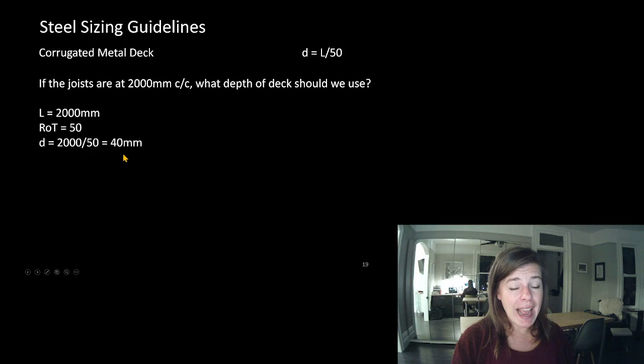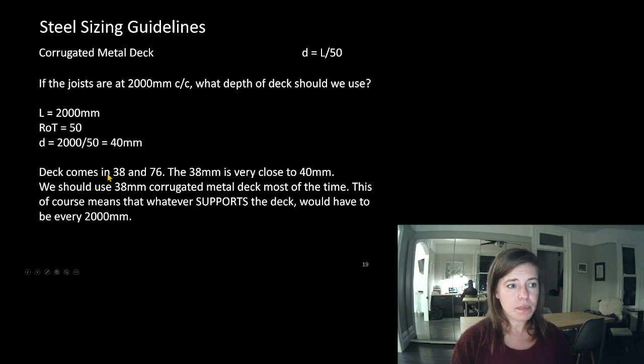So we're saying deck that is 1.5 inches deep, or 38 millimeters, can span pretty darn close to 2 meters if the loads are normal and there's not weird things happening. So deck comes in 38 and 76. The 38 millimeters is very close to 40 millimeters. We should use 38 millimeter corrugated deck most of the time. That's what we should be using.